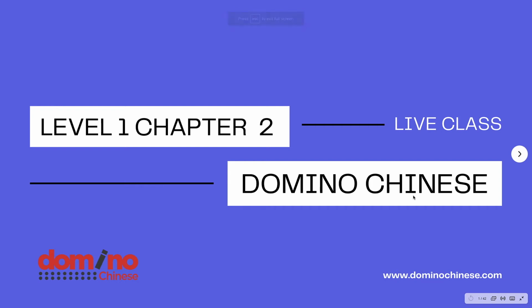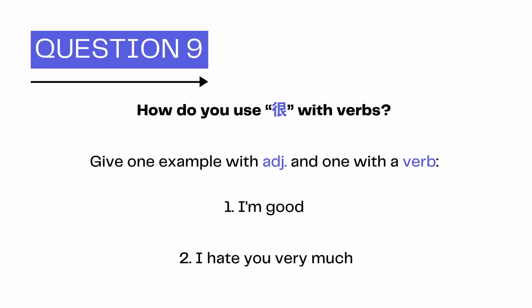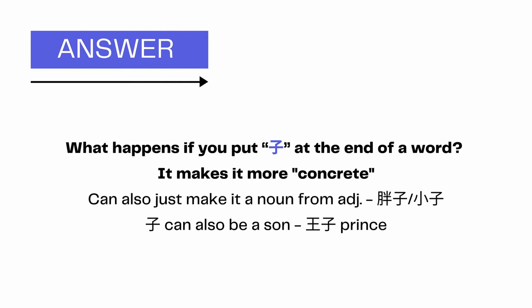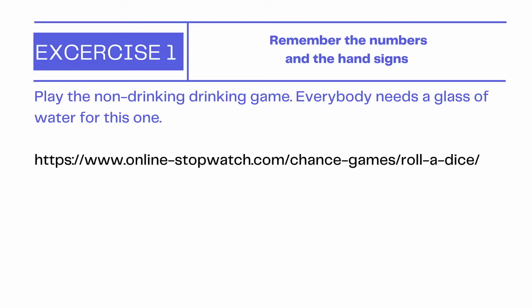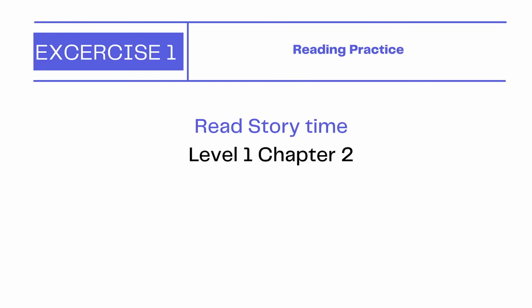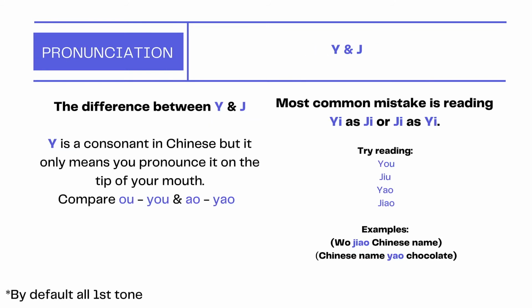Okay, so it's level 1, chapter 2, and we're going all the way to practice. We start with a drinking game, and then we read some story time. And then we start with Y versus J, and this is another very common one that you need to get sorted.